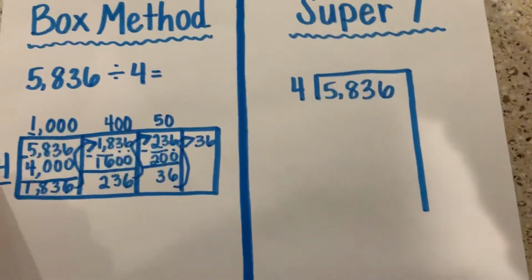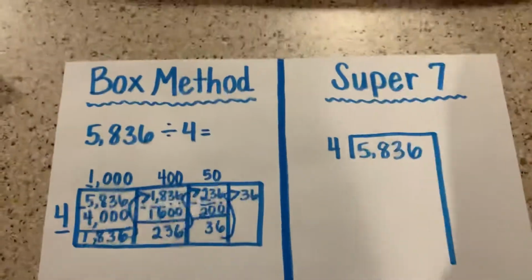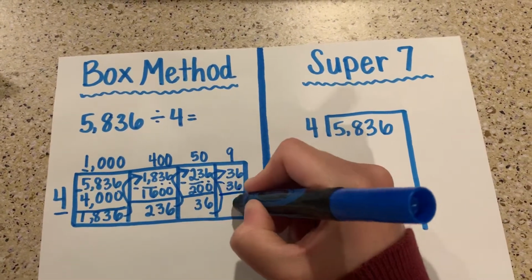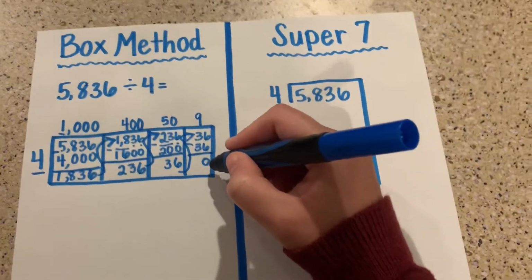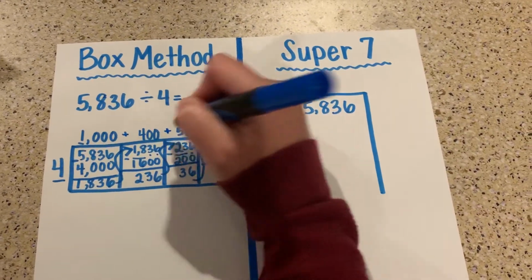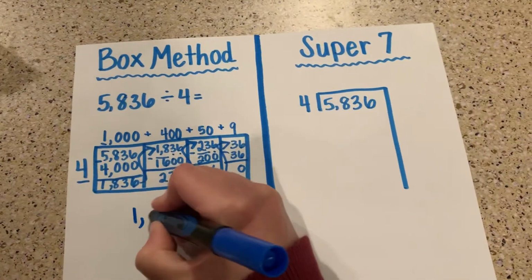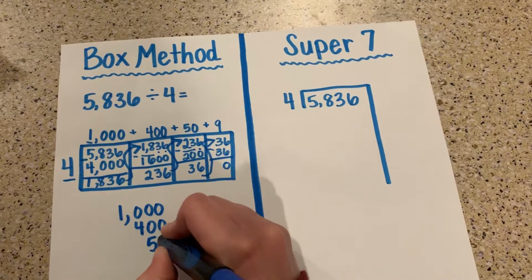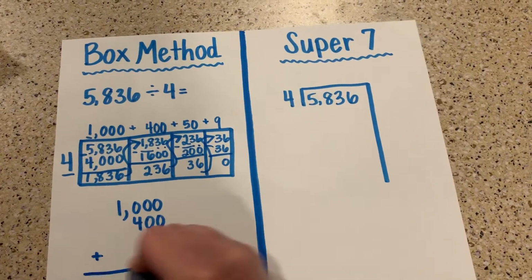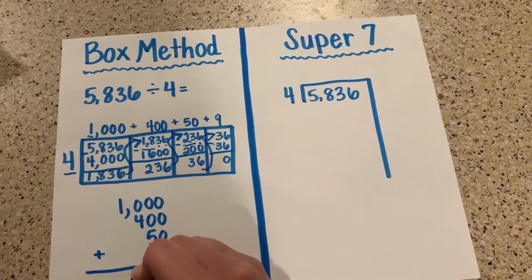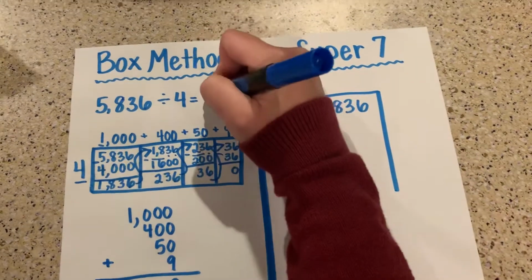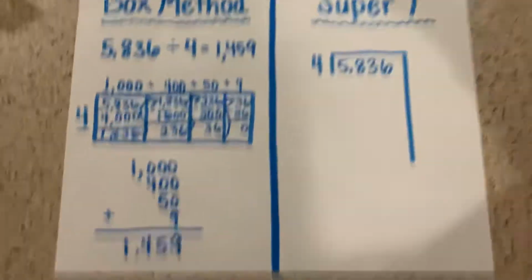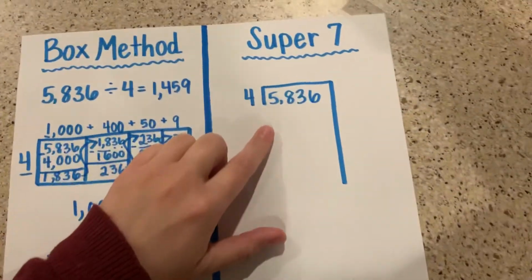Okay. 4 goes into 36 exactly 9 times. 9 times 4 is 36. Let's subtract. And we have 0. So we do not have a remainder on this one. So we are going to take all of our partial quotients, line them up, and add them. So our answer is 1,459.